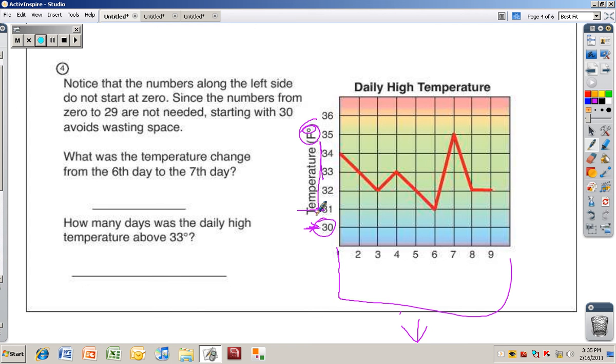Okay, there are two questions on here. I'd like you to go ahead and try these. They're a little bit tricky, but pause the video, try them, and then turn it back on to see the solutions.